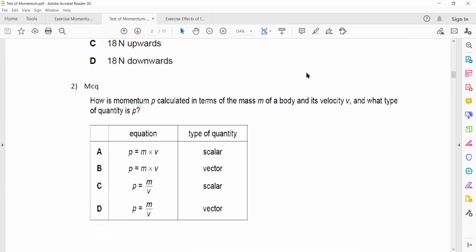Next, what is momentum? Momentum is denoted by P, calculated in terms of mass and velocity. And what type of quantity is momentum? So how do we calculate momentum? It's a product of mass and velocity, and it is a vector quantity. Vector means it has direction.